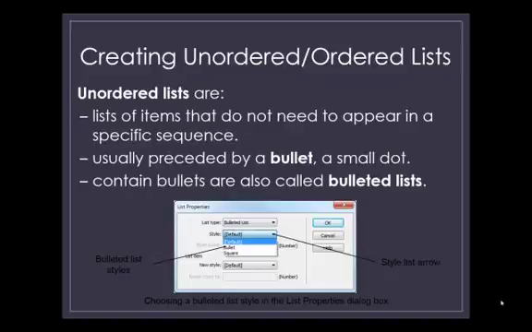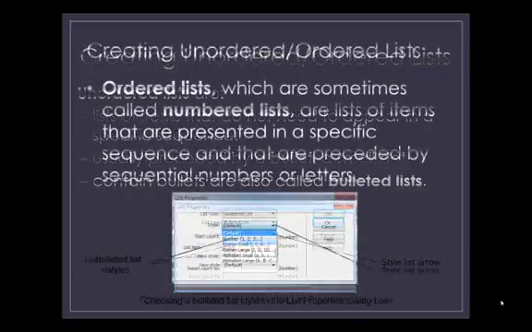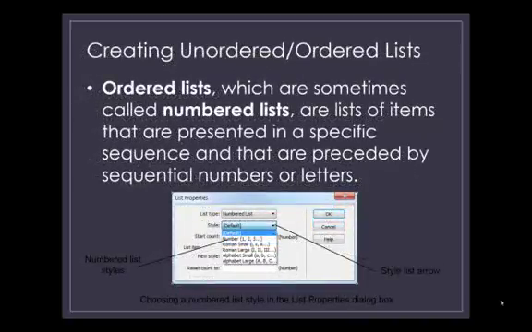With ordered lists, they're sometimes called numbered lists because these are presented in a specific sequence and they're preceded by sequential numbers or letters. An ordered list is appropriate for a list in which each item has to be executed according to its specific order. A list that provides numbered directions for driving from point A to point B, or a list that provides instructions for assembling a bicycle are both examples of ordered lists.